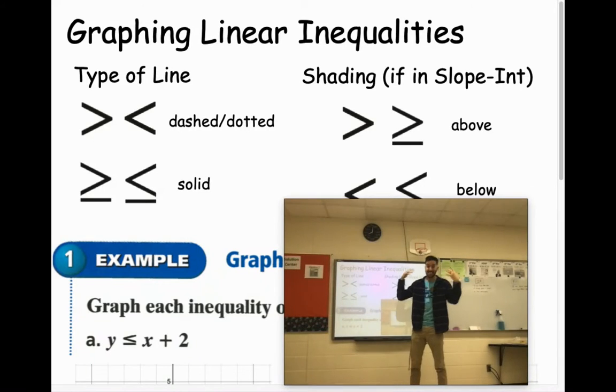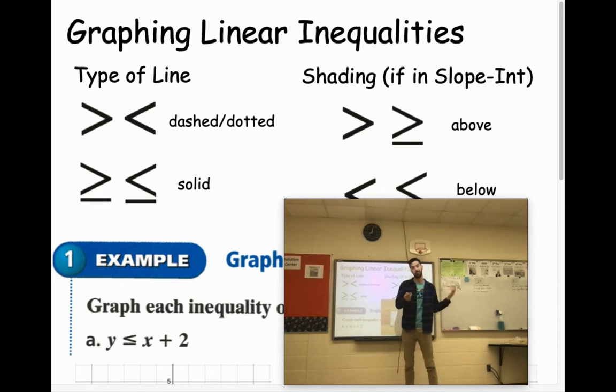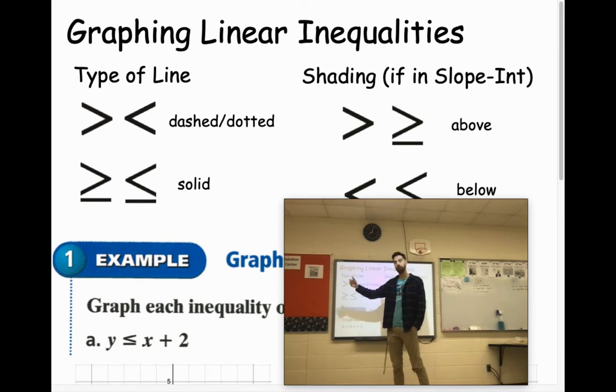All right, we're going to graph linear inequalities. Back in the day, we were just graphing regular inequalities like x is less than 4 or y is greater than or equal to 6, and you had a dot on the number line and you shaded right or left. This is similar, except we're going to have something like y is greater than or equal to 5x minus 2.